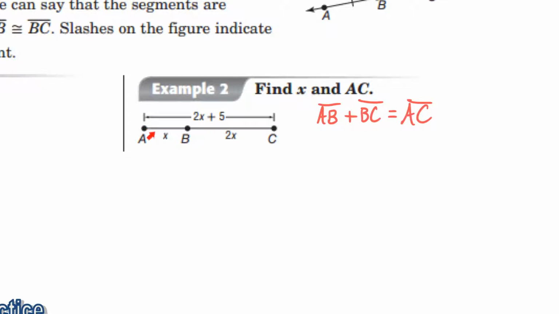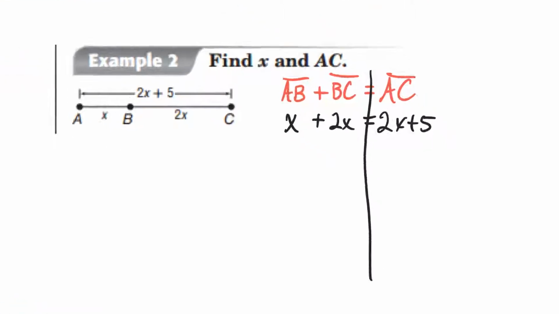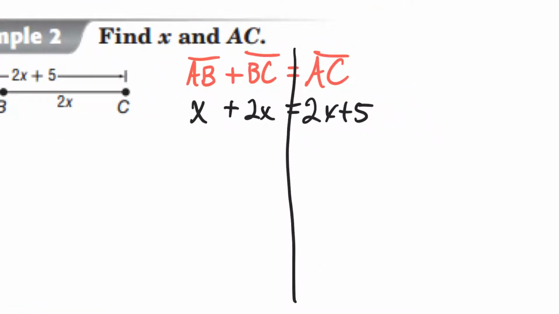Okay, from A to B is just x plus, how long is it from B to C? 2x. Right there is 2x. And then how long is AC? Right here, the whole thing from A to C is 2x plus 5. All right, then from there it's just algebra.